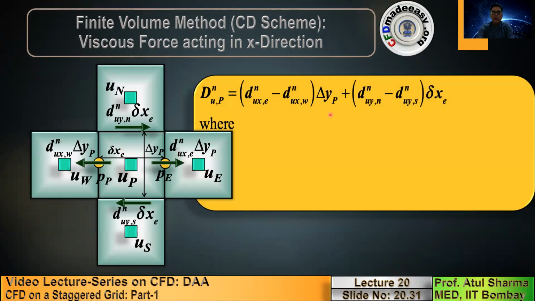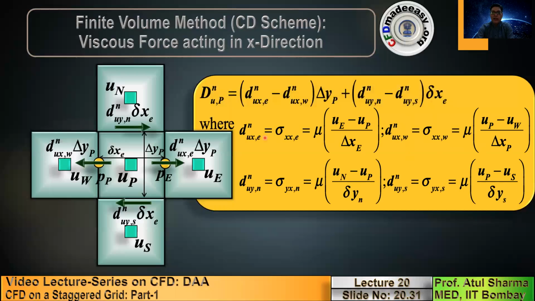and when you multiply the viscous stresses with the respective surface area, you get the net viscous forces. Where this du, as I mentioned, represents the viscous stresses, you can see all the sigma. The second subscript is x. The first subscript corresponds to the plane, where these are the normal stresses and these are the shear stresses. So all the viscous stresses have been expressed in terms of the normal gradient of u velocities, where note that when you take the u capital E minus u capital P, this is corresponding to the width of the yellow control volume, which is delta xe.